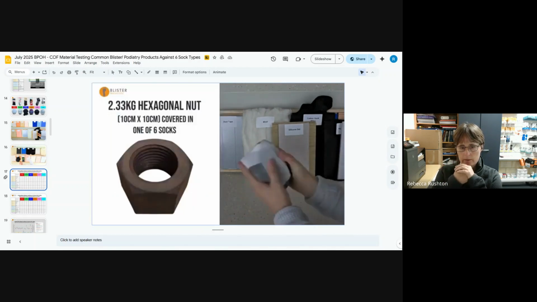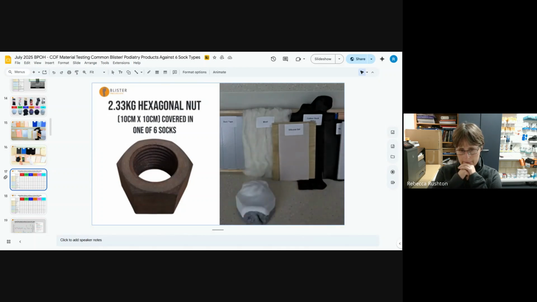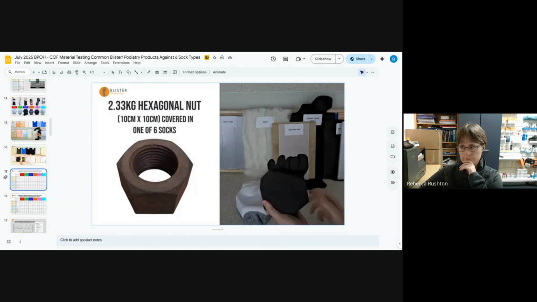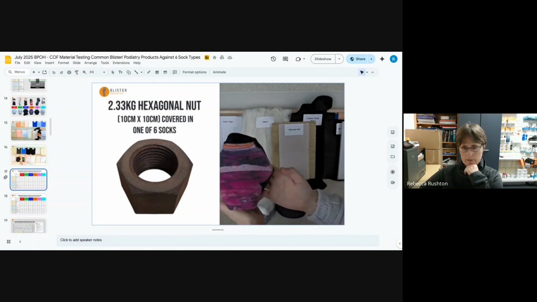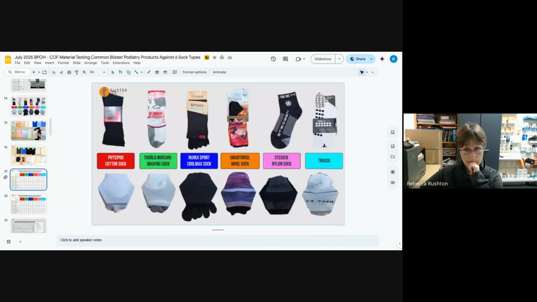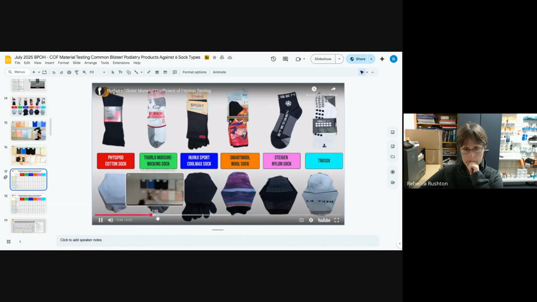And this is an example of the nut that I got from the wreckers. I had 3 of them, and that's just showing you some socks that they were on. And the Smart Wool sock. Again, there are our test socks.